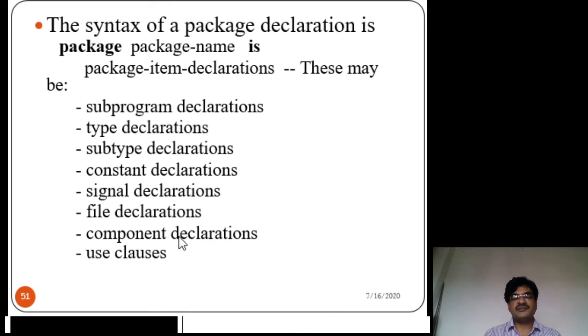Component declarations, as we have already seen in the structural model, are compulsory in the declarative part of the architecture body. The syntax of it you can see in later classes. Then use clause also you can see in the next classes. Finally, the package declaration is ended by the word end followed by package name. So these are the different declarations you can place in the package.